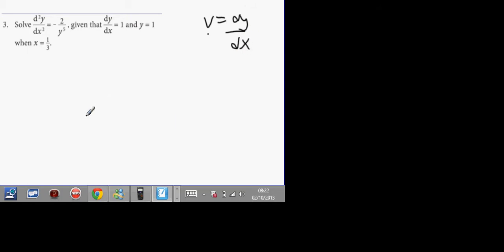Okay, solve d2y/dx squared equals minus 2 over y to the power of 5, given that dy/dx equals 1 and y equals 1. So look, what we're going to do first and foremost is we're once again going to change phi into dy/dx. This rewrites the full equation, so phi equals dy/dx, okay?